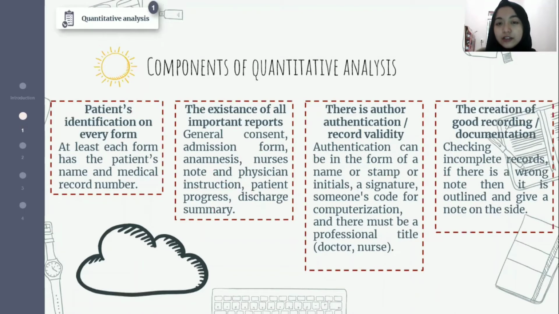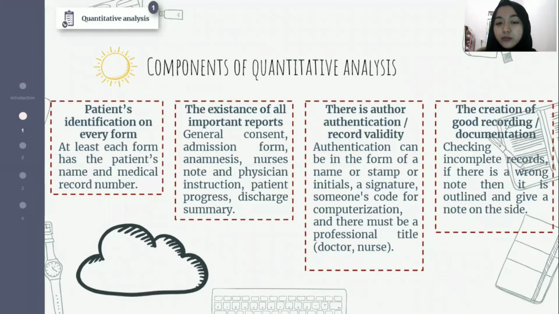Components of quantitative analysis. 1. Patient's identification on every form. At least each form has the patient's name and medical record number. 2. The existence of all important reports, like general consent, admission form, anamnesis, nurse's note and physician instruction, patient progress, also discharge summary.